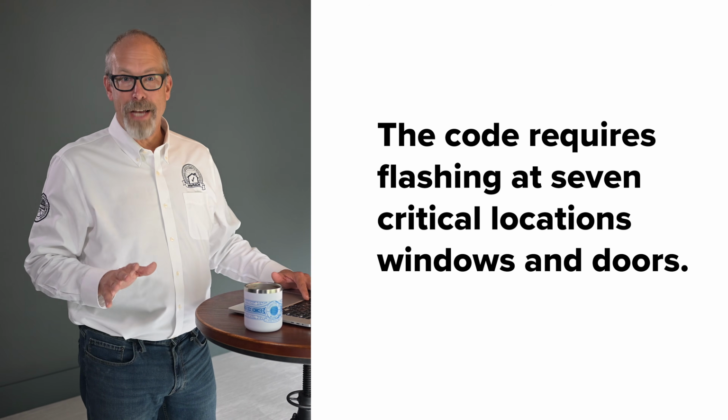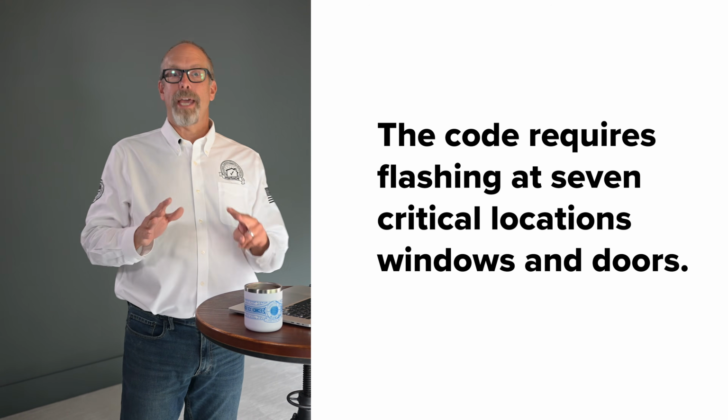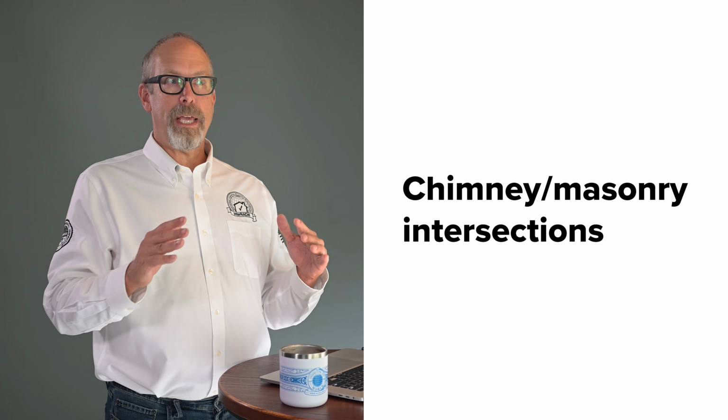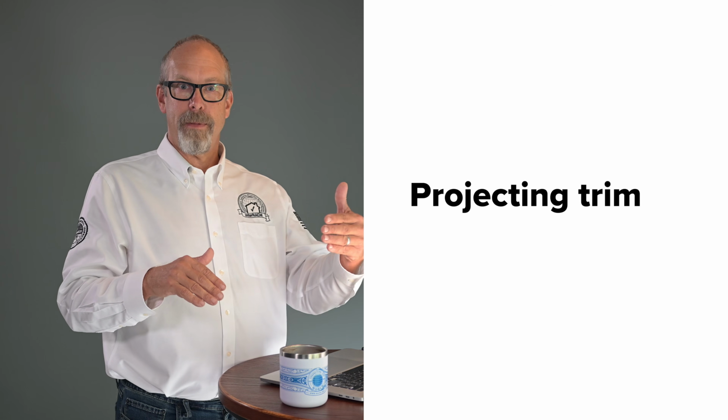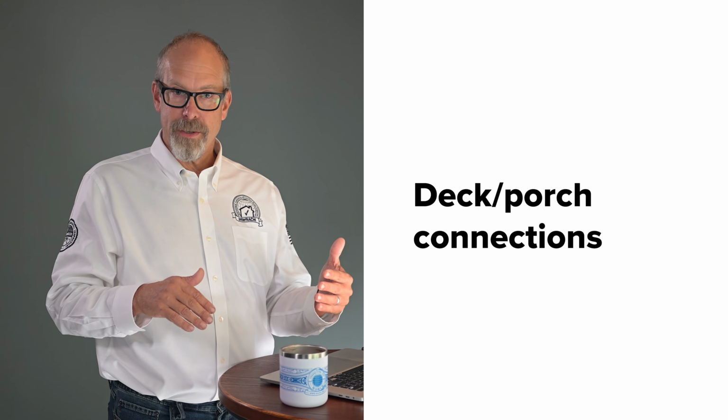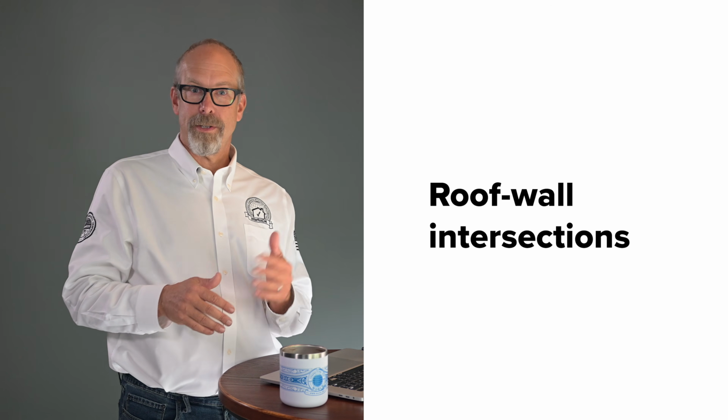real world conditions. The code requires flashing at 7 critical locations: windows and doors, chimney and masonry intersections, caps and seals, projected trim, deck and porch connections, roof to wall intersections, and built-in gutters. These are the primary water entry points in residential construction. So missing or improper flashing at any of these locations represents significant major defects.